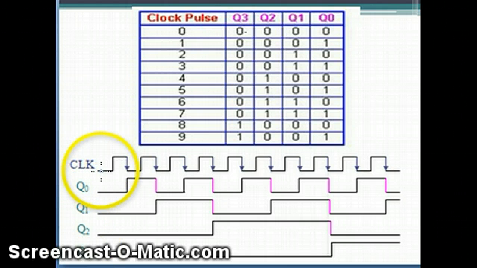Using the clear input initially, the counter is cleared to 0000. As the external clock input comes at the falling edge of the clock, the first bit Q0 will be toggled as it is a T flip-flop. So the output of that flip-flop will go from 0 to 1. When the next clock falling edge comes, Q0 will be toggled again from 1 to 0.